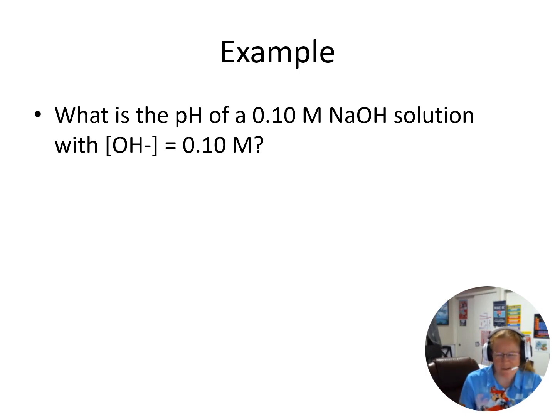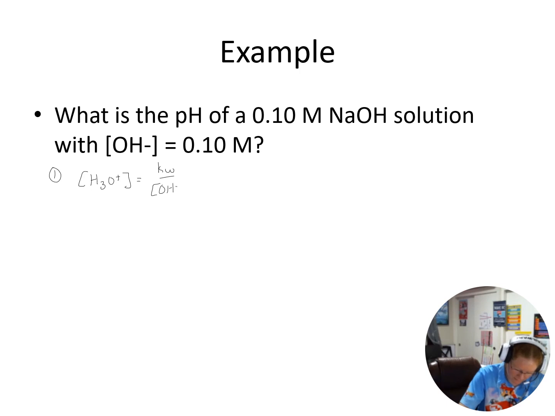Now, let's try one where we have to do a couple of calculations. I have a sodium hydroxide solution with a hydroxide ion concentration of 0.1 molar. What I want is the pH. There are 2 ways I can do this. Method 1, I can do hydronium is equal to Kw over hydroxide. And then step 2 would be the pH is the negative log of that hydronium.